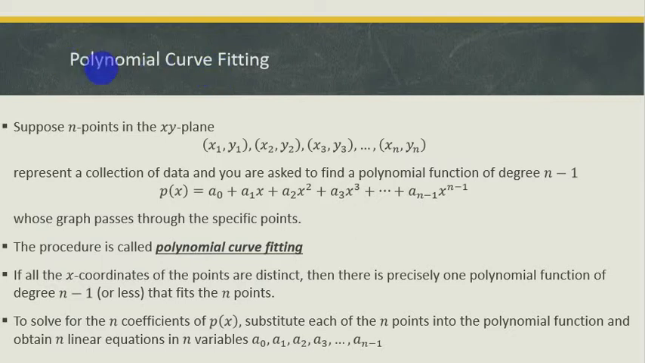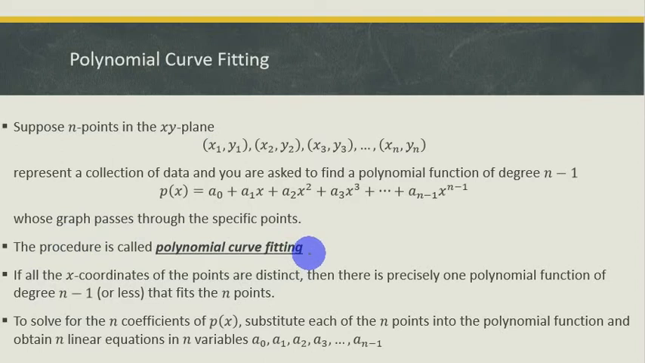So, first, polynomial curve fitting. Suppose n points in an xy plane: x sub 1, y sub 1, x sub 2, y sub 2, x sub 3, y sub 3, until x sub n, y sub n represent a collection of data, and you are asked to find a polynomial function of degree n minus 1. So that would be p of x is equal to a sub 0 plus a sub 1 x plus a sub 2 x squared plus a sub 3 x cubed up until a sub n minus 1 x raised to n minus 1, whose graph passes through the specific points. The procedure is called polynomial curve fitting.